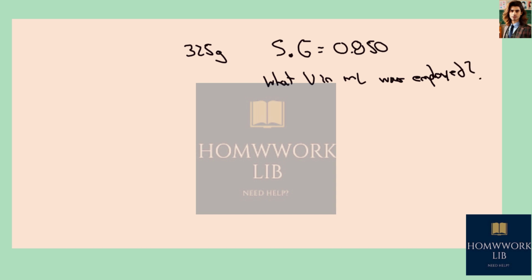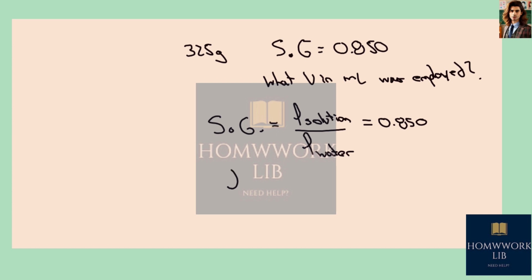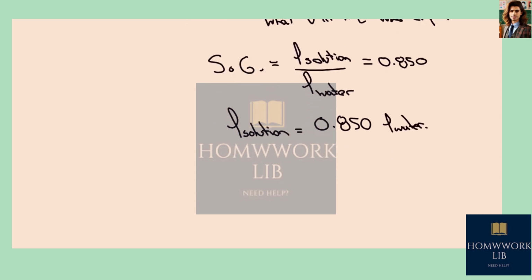So in this case, let's remember that the value for the specific gravity for a material is equal to the density of the solution or the sample that we have divided by the density of a reference substance, which often is going to be water. So in this case, since the value is equal to 0.850, what we know is that the density for our solution is going to be 0.850 times the density of water. And the density of water is 1 gram per milliliter, so the density of the solution is going to be equal to 0.850 grams per milliliter.